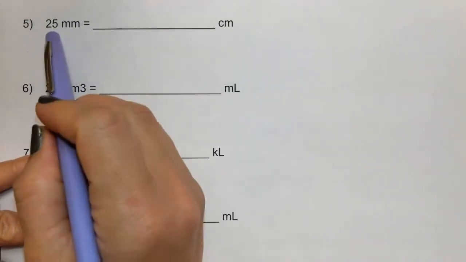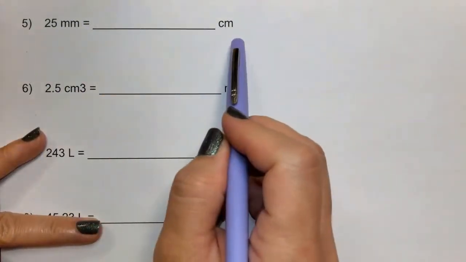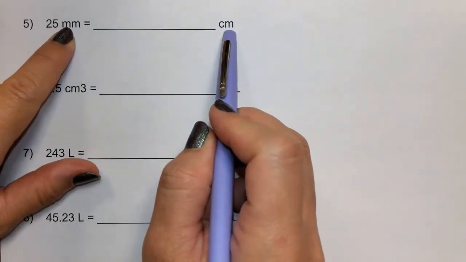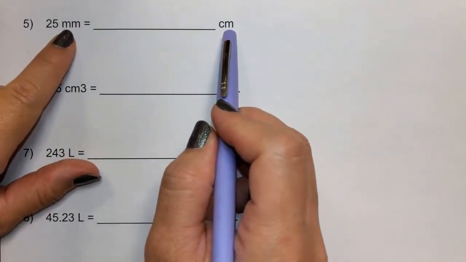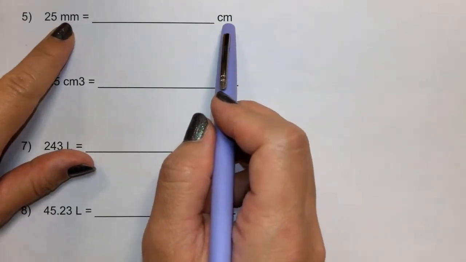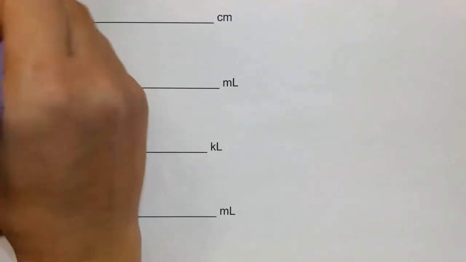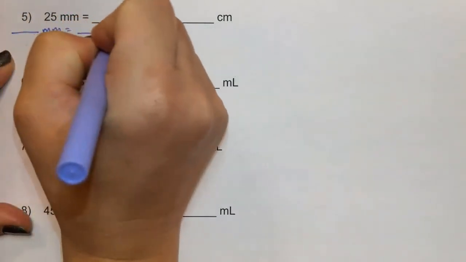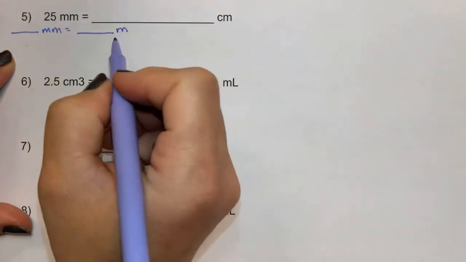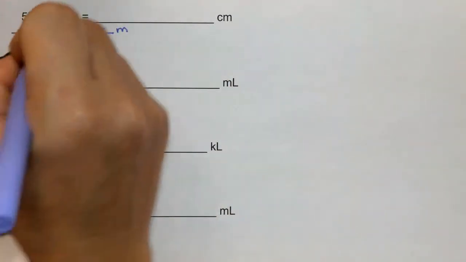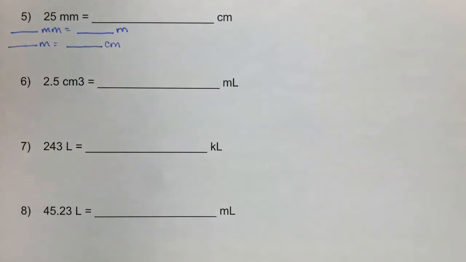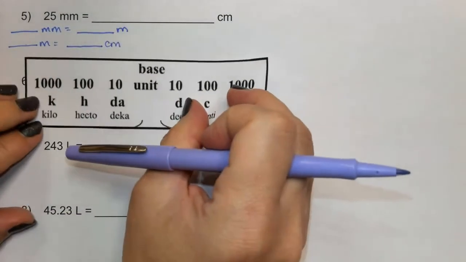Number 5, we have 25 millimeters is equal to how many centimeters? And the first question is, is one of these a base unit? And no, neither of them are a base unit. So we're going to have two conversion factors. So I'm going to start with how many millimeters is equal to its base unit meters, and then meters is equal to how many. We're going to use our little chart that you should memorize.